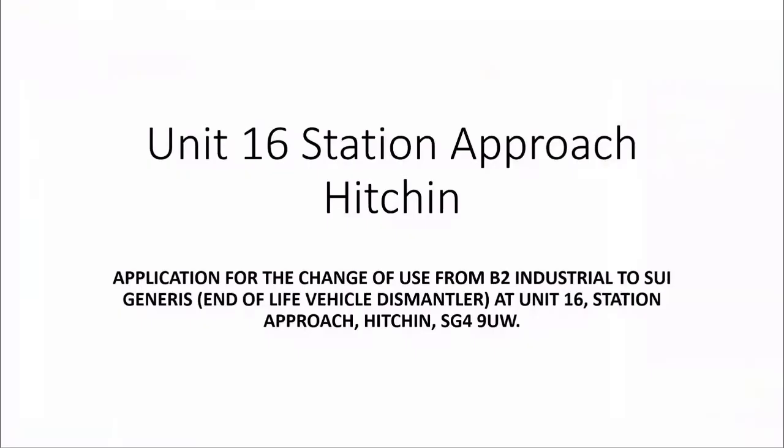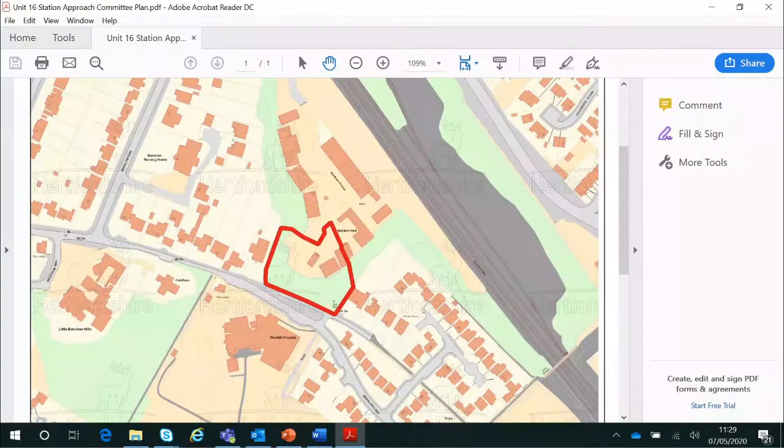So the planning application before us is for the change of use from a B2 industrial estate to a Sui Generis end-of-life vehicle dismantler at Unit 16 Station Approach in Hitchin. The first slide we have here is the red outline of the site. It's right in the centre of Hitchin, located within an employment area that is adjacent to the railway station.